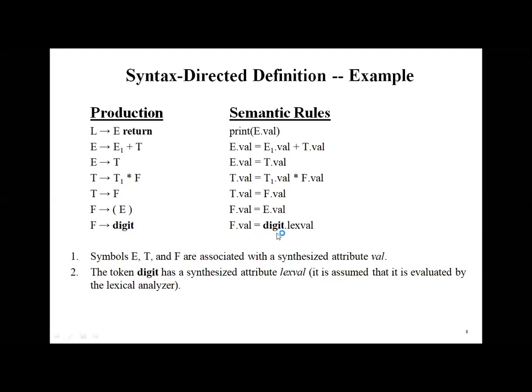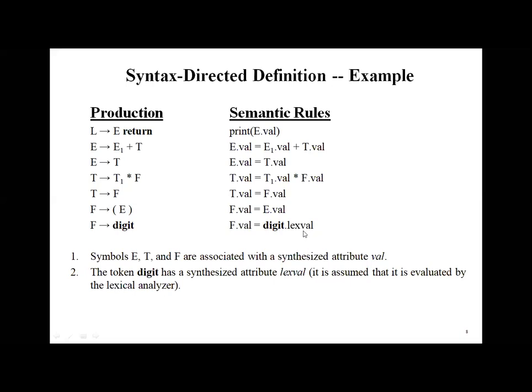So this digit will be stored somewhere in the symbol table, and the value at that symbol table entry is called the lex val. That is the entry point basically. So this lex val will be one type of synthesized attribute associated with the digit. So the token digit has a synthesized attribute lex val. It is assumed that it is evaluated by the lexical analyzer.